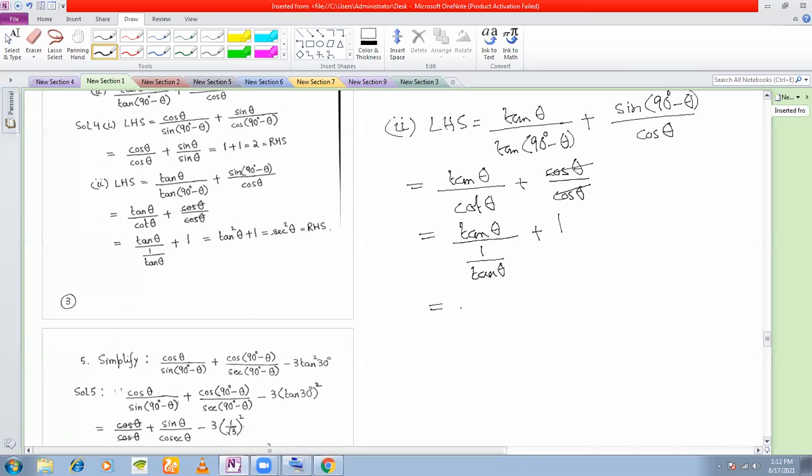So what are you getting? If you take this tan theta up, you get tan square theta plus 1. And how much is sec square theta? You know from the square relations, sec square theta is equal to 1 plus tan square theta. Right? Which is equal to RHS. And that is proved. Clear? I'll stop here then.